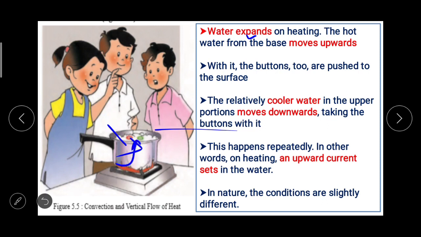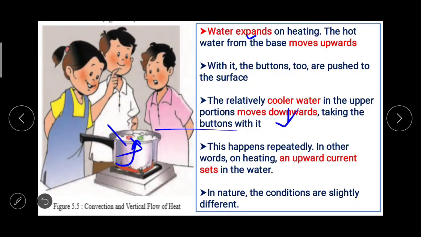जो नीचे का वाटर है उसको हीट मिलने से क्या होगा, वो upward direction में मूव होगा. With it, the buttons too are pushed to the surface because of the upward movement of the water, and at the same time the relatively cooler water in upper portions moves downwards, taking the buttons with it. Now, the water which is moving upwards takes the buttons upward, and the cooler water which moves downwards takes the buttons with it, and this happens repeatedly.